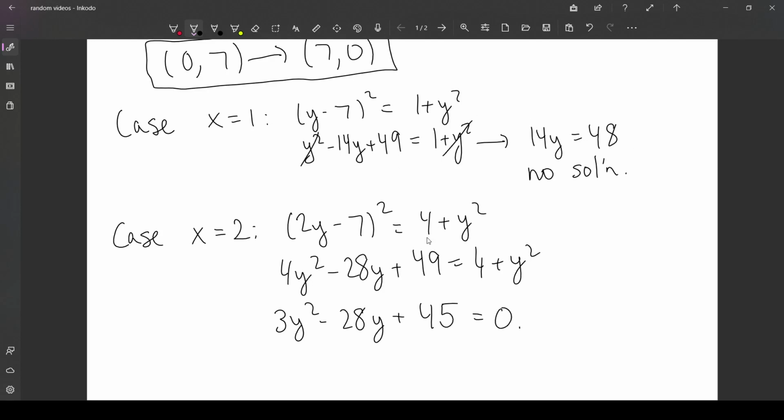Now, we make the observation here that 3y squared, if y is an integer, right? So we want y to be an integer. So if y is an integer, then 3y squared is divisible by 3. And 45 is divisible by 3. Right? So that means since 3y squared plus 45 equals 28y, and 28 is not divisible by 3, then that means y itself has to be divisible by 3.